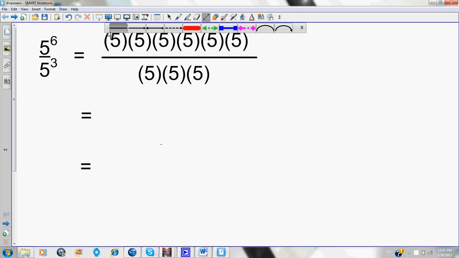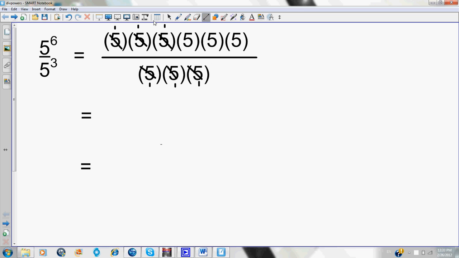So 5 is divisible by 5 one time, so we put a 1 here, and this 5 is divisible by 5 one time. Same here, 5 one time and 5 one time. And finally there's a 5 here that goes into 5 one time, and 5 will go into this one time. There's nothing left on the bottom, so there's no more simplification that we can do.